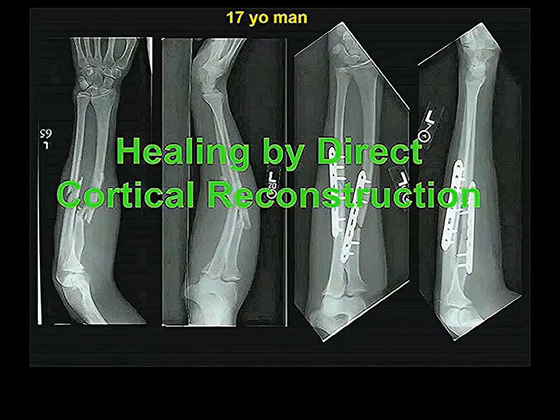And the reason you do this is because you want to take advantage of something called healing by direct cortical reconstruction. If you can put the broken ends very close together so that they just about match, the healing goes much more quickly and produces a better result. So this is what you can do. This is what you do if you can do it.